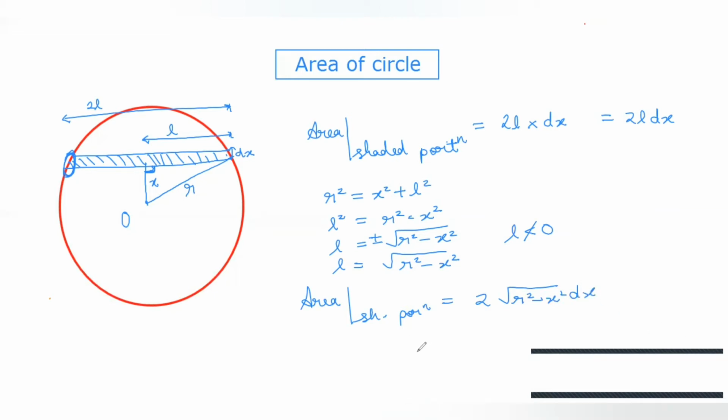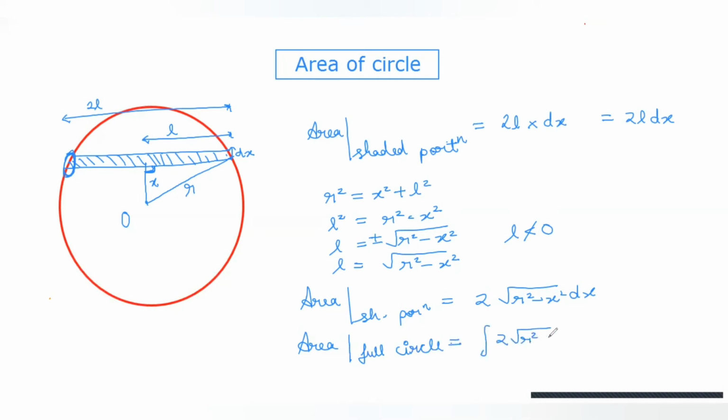Okay, but we don't have to find the area of the shaded portion. We have to find the area for the full circle. So how will we do that? We'll do this by integrating this small area, a small portion's area, to get the area of the full circle. So now the area of the full circle will be, as you can see, we'll integrate this area.